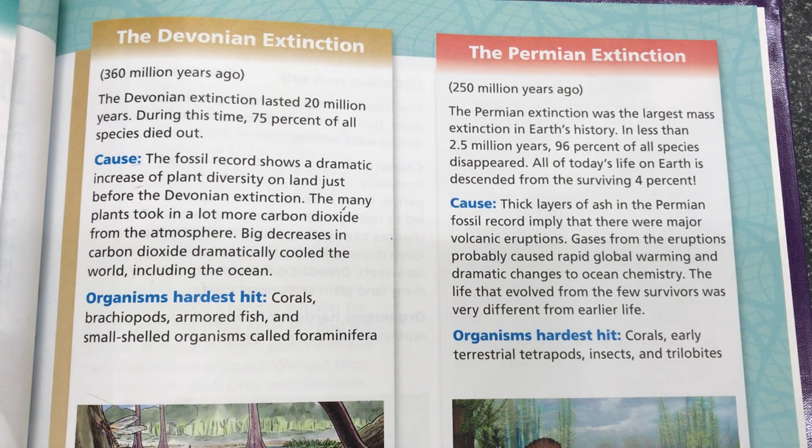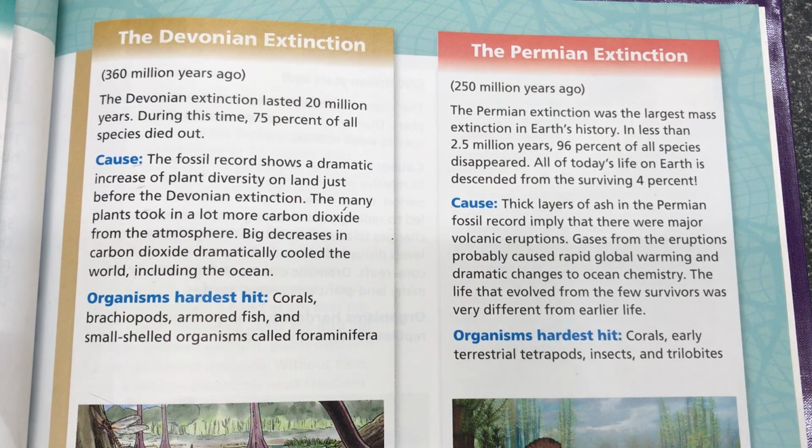The cause was thick layers of ash in the Permian fossil record imply that there were major volcanic eruptions. Gases from the eruptions probably caused rapid global warming and dramatic changes to ocean chemistry. The life that evolved from the few survivors was very different from earlier life. Organisms hardest hit were corals, early terrestrial tetrapods, insects, and trilobites. Okay, so again, you're filling this out yourself.